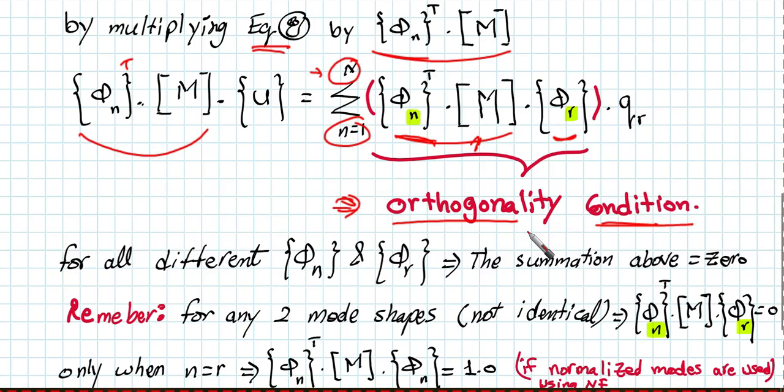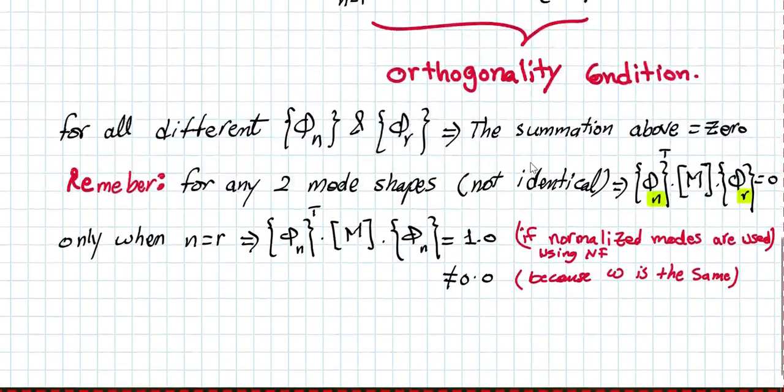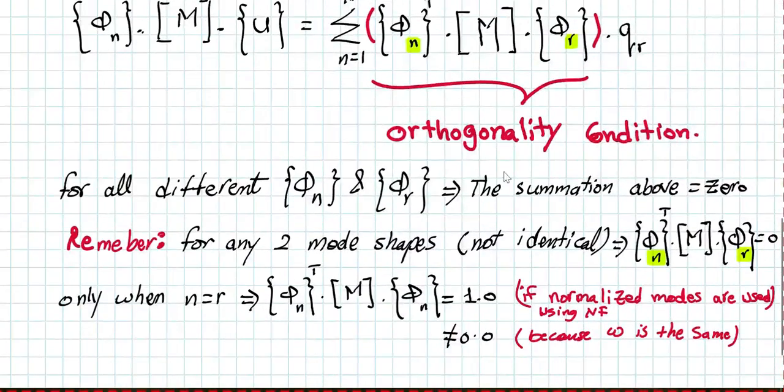Okay, based on that, we are going to see that for all different phi n and phi r, n and r, this means we are having different mode shapes. So in this case, if we are having different mode shapes, the summation above is going to be 0.